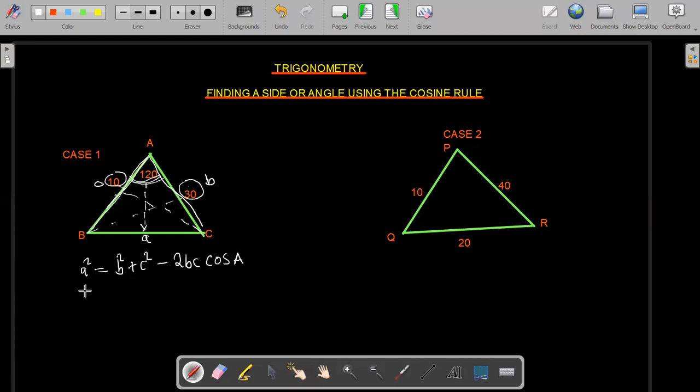So this is what I'm talking about. We're going to say a squared is equal to b, which is 30 squared, plus c, which is 10, squared, minus 2 times 30 times 10, then cos of angle A. Angle A is 120. So we are going now to just do the algebra there. But that is not the idea for this question. We can finish it up in the next coming examples.